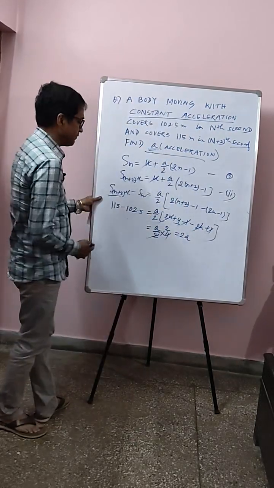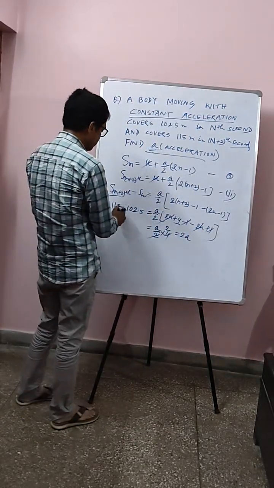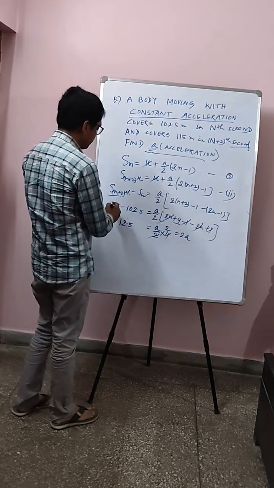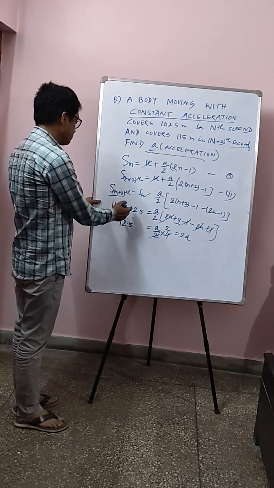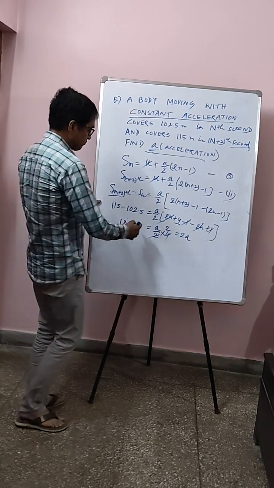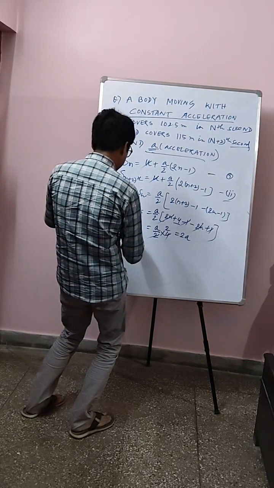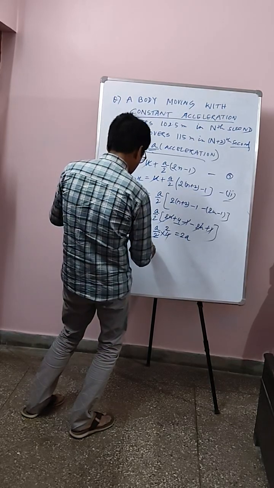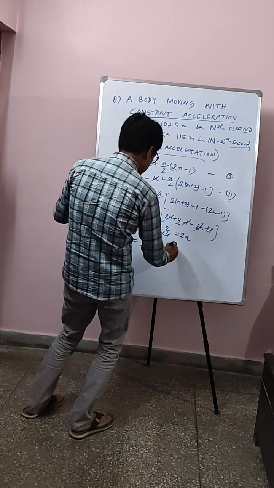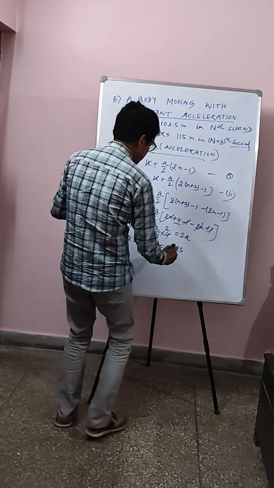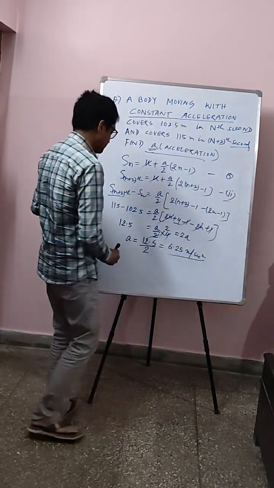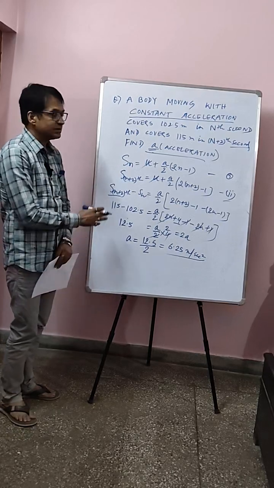So the right hand side is twice a, and the left hand side is 115 minus 102.5, which gives 12.5 equals twice a. Acceleration equals 12.5 upon 2 equals 6.25 meter per second square.